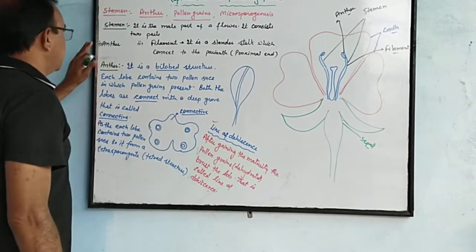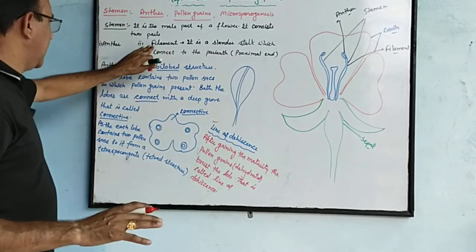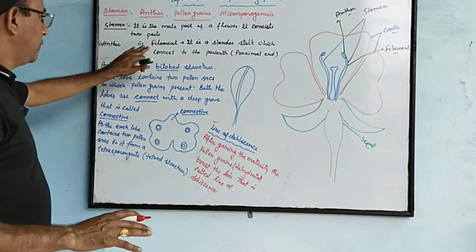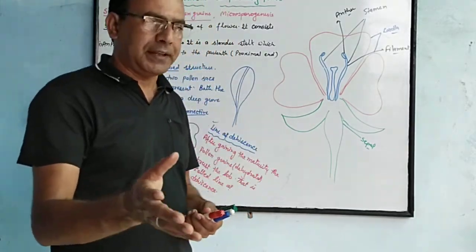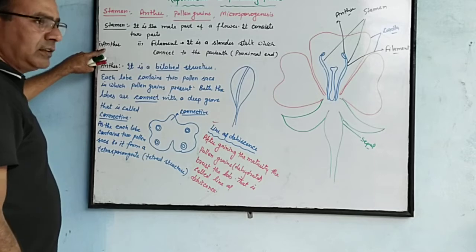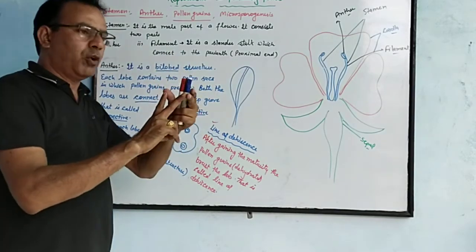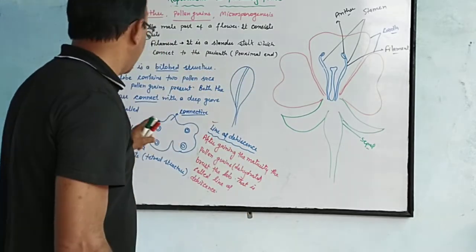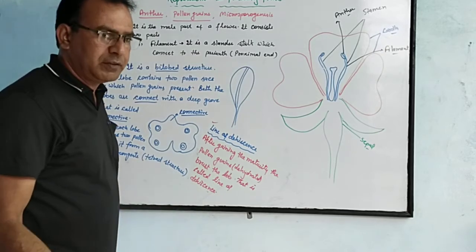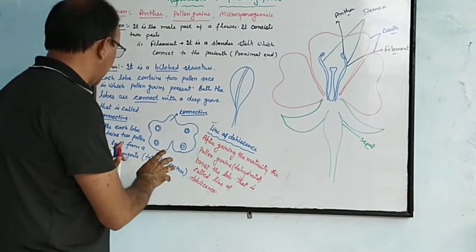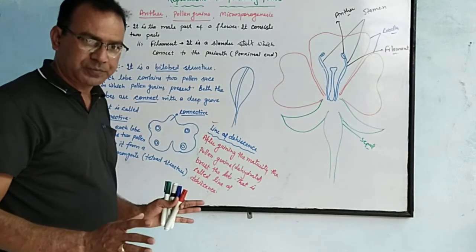Clear? First we discuss the stamen. A stamen, the male part, consists of two parts. One is the filament, the second one is the anther. Filament is a slender stalk, its proximal end attached to the perianth, to the plant. The anther is a bilobed structure in which two lobes are contained. Both the lobes are connected with a deep groove that is called connective. Each lobe consists of two pollen sacs in which pollen grains are present. So it is called tetrasporangiate, or you can say tetrad structure.